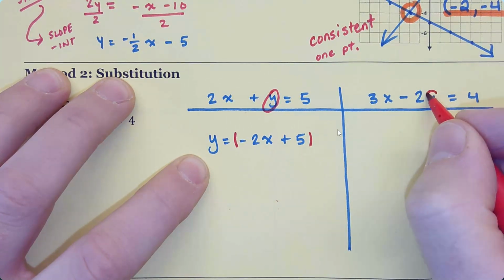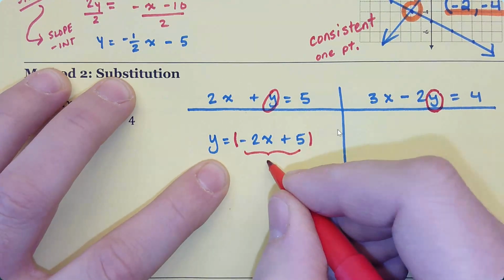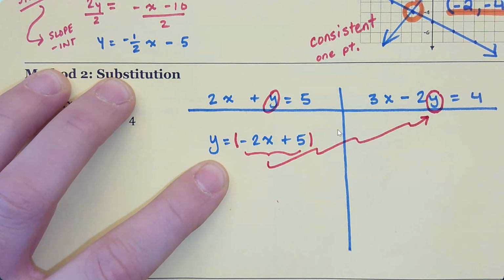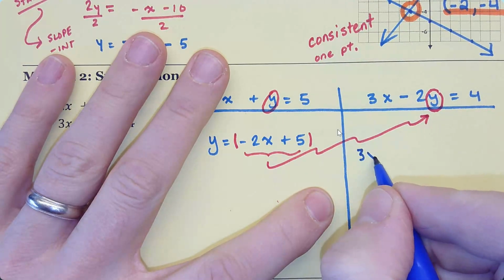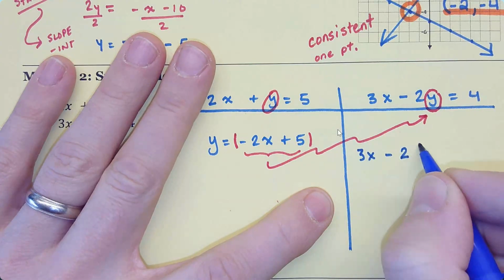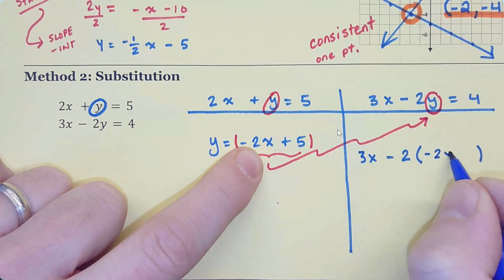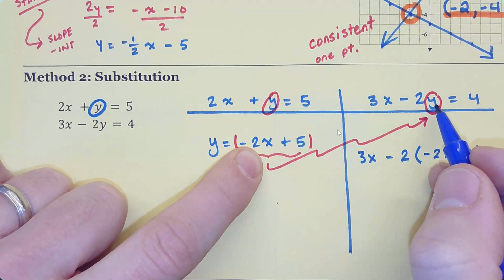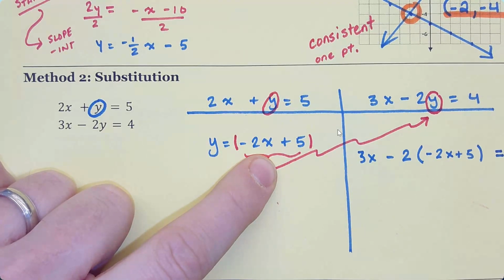Well, I see a y over here. So I'm going to take this and I'm going to copy, I'm going to paste it, I'm going to bring it over here, and I'm going to plug it in. Which means that the equation on the right side is going to end up being 3x minus 2 times the quantity, negative 2x plus 5. I replaced y, I substituted y with something that it's equal to. Is equal to, on the other side, 4.